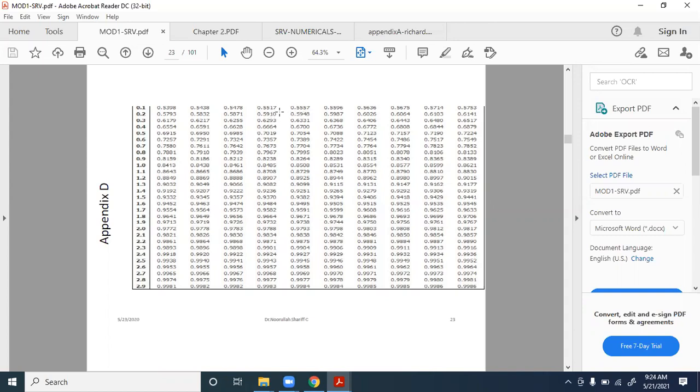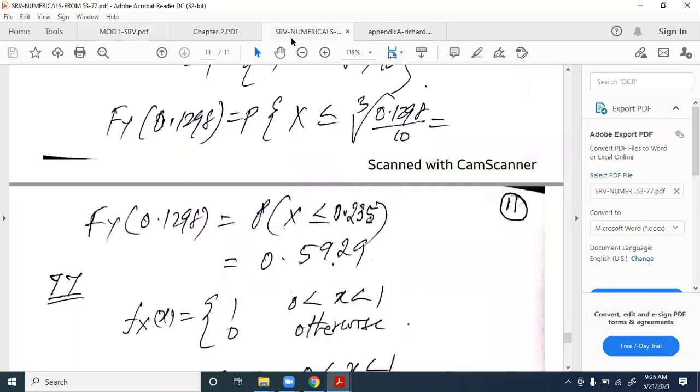So exactly in between means you can find the interpolation of this. The difference between these two will naturally be 0.0038. Half of that will be 0.0019, and that has to be added to this, and that will give us the value 0.5929. And that is what we have here in the solution. Okay, 0.5929.